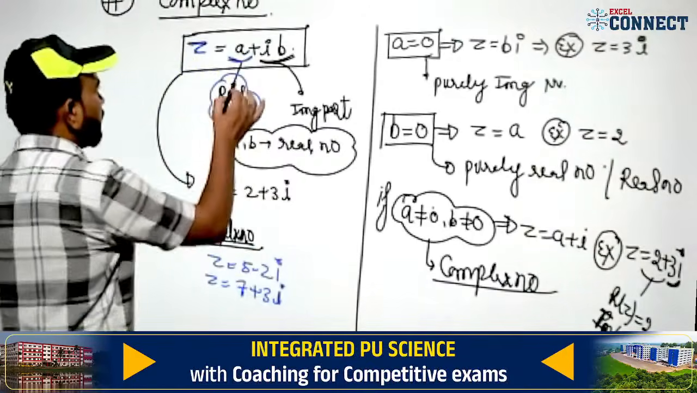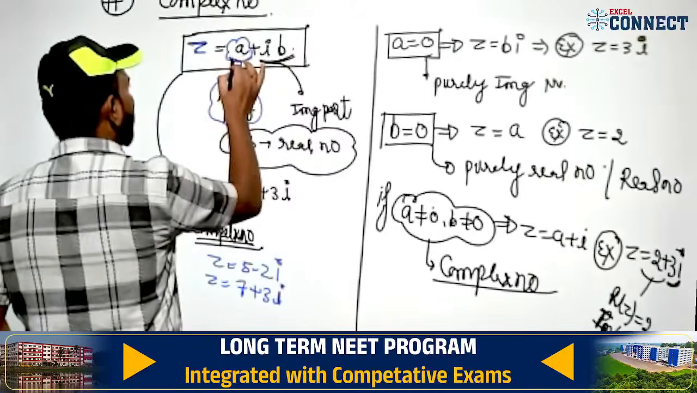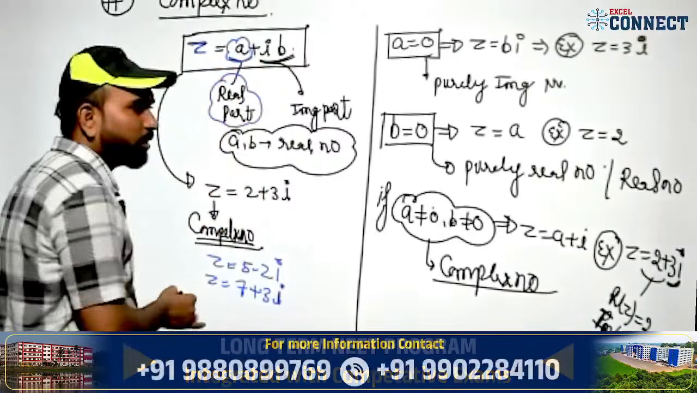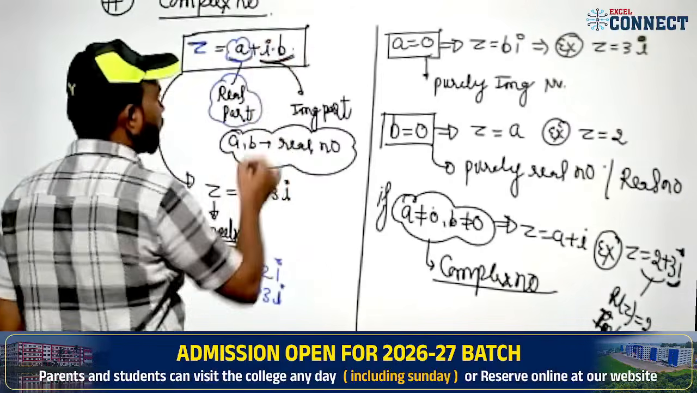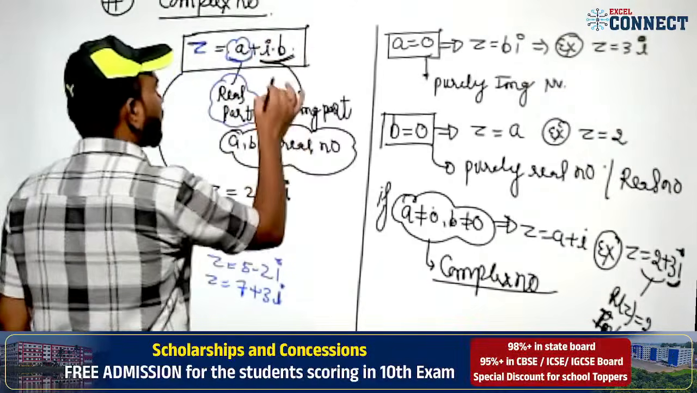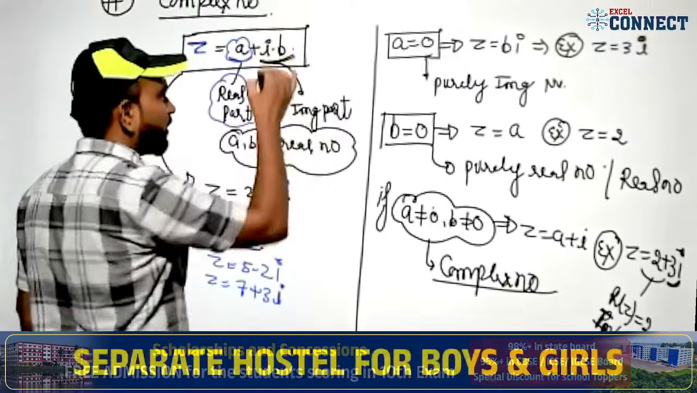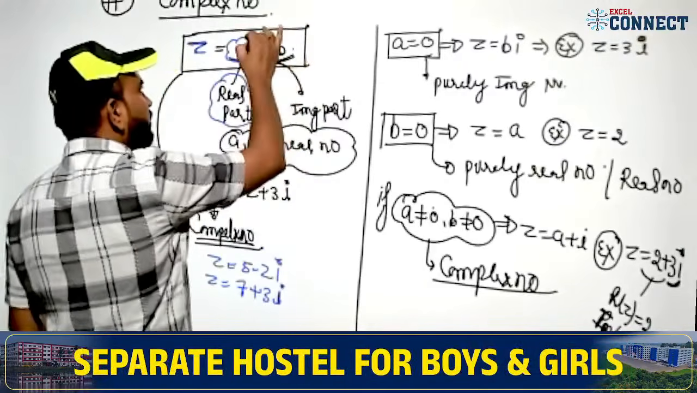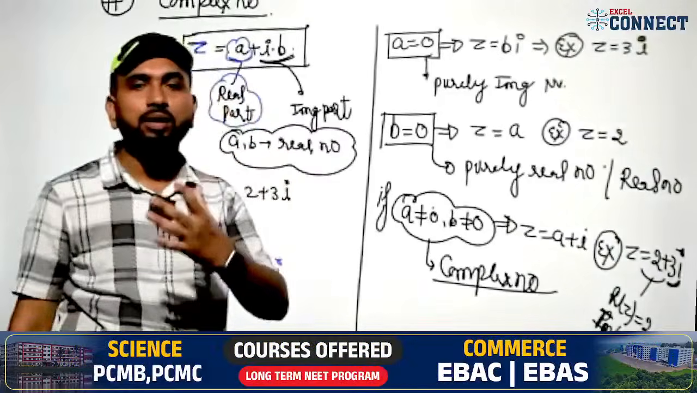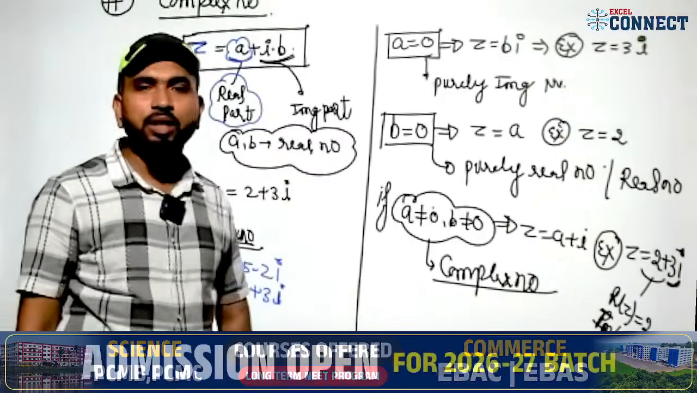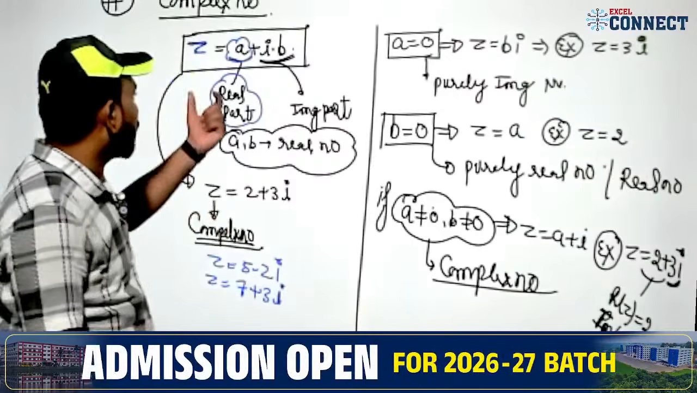In this part no iota is multiplied, so it's called the real part. And this one is iota into b, so it's called the imaginary part. Here i is multiplied, so this is an imaginary number, and this is a real number. Real number plus imaginary number is called a complex number.